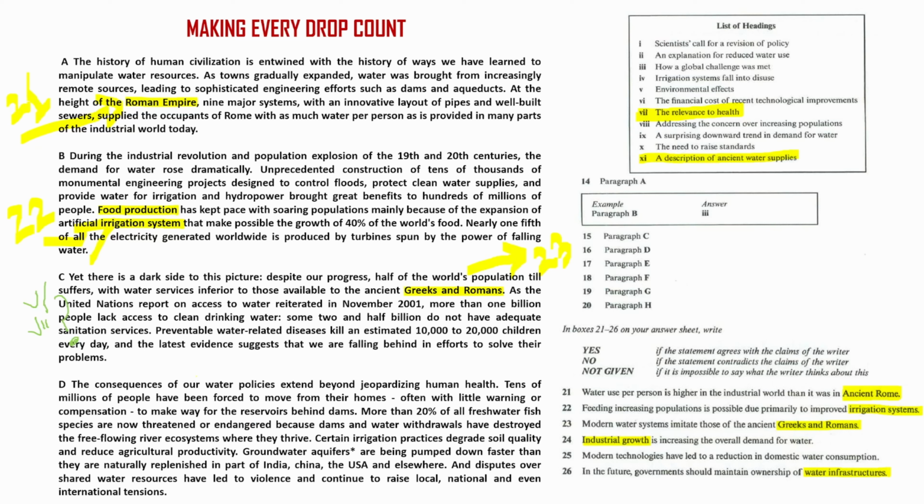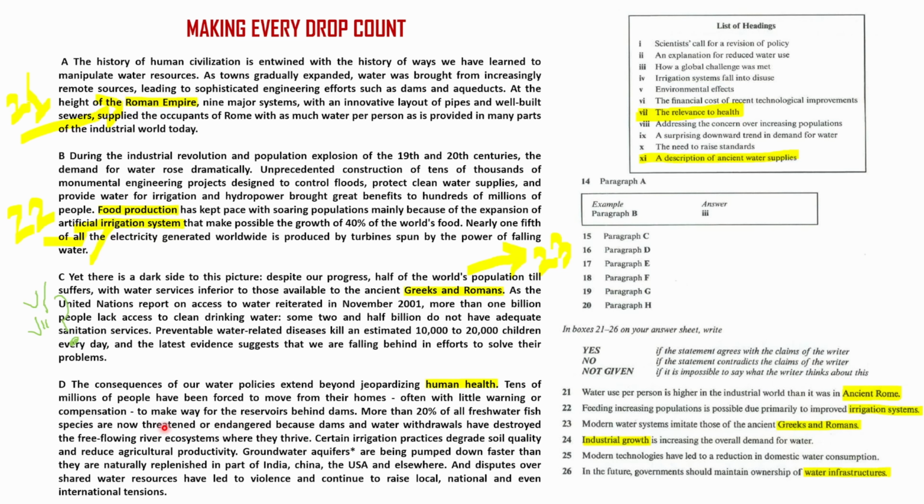Let's do it real quick. Okay, so let's see. It's talking about consequences of our water policies beyond jeopardizing human health. That means it is not limited to human health, but it's beyond that. So here they talked about human health, and now it is talking about something more than human health. Tens of millions of people have been forced to move from their home. Now after this, it's a dash, it's the explanation of the same sentence, so you don't have to read it. More than 20% of all freshwater fish species are now threatened. Now you don't have to read after 'or', because it's the same thing.